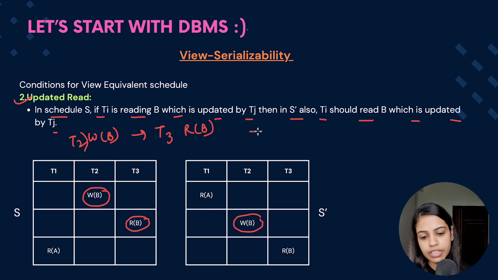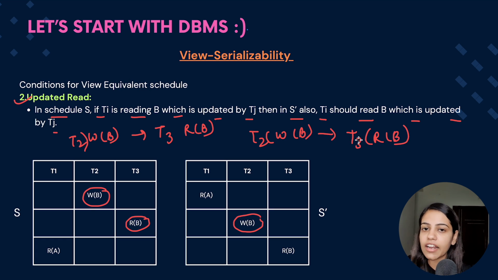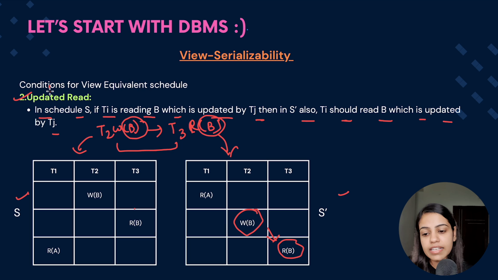So here, if you see, T2 is writing the value of B, and here T3 is reading the value of B. Whenever there is a read-write operation happening, they should be the same in both the schedules, so that there is no consistency issue which arises. So if there is any update happening on any data item, and after that a read is performed, the execution of the transactions in which they are performed should be the same in both schedules S and S dash, where S dash is the view equivalent of S.